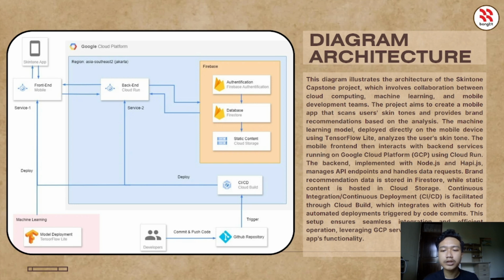Continuous integration and continuous development, or CI/CD, is facilitated through Cloud Build, which integrates with GitHub for automated deployments triggered by code commits. So lastly, this setup ensures seamless integration and efficient operation, leveraging GCP services to support the mobile app's functionality. Okay, that's all. Next slide.